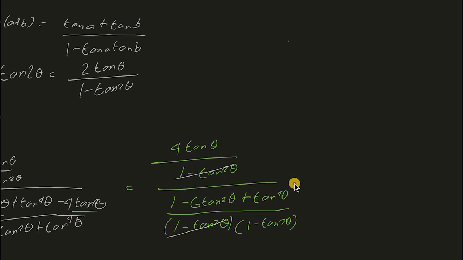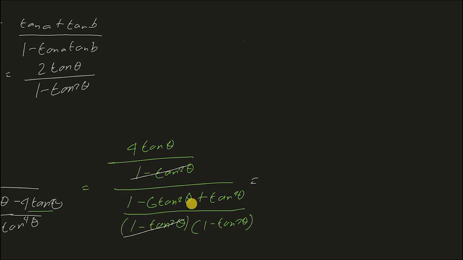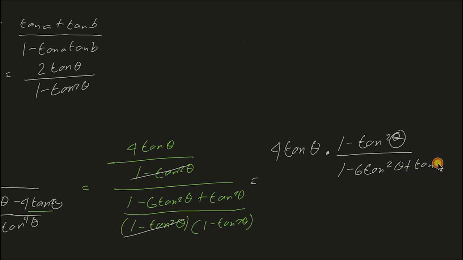Yun, na-cancel na natin yan. So, since na-cancel na natin yan, we can simplify it further. Ito, ngayon, yung nasa denominator ko, dadalhin ko siya sa numerator para maging simpler siya. So, that's 4 tangent theta. Ito, dadalhin ko sa numerator. Ibig sabihin, marireciprocal siya. So, that would be equal to 1 minus tangent squared theta over 1 minus 6 tangent squared theta plus tangent raised to 4 theta.